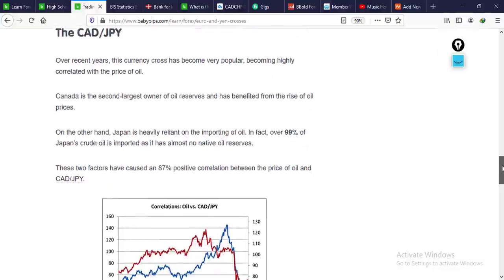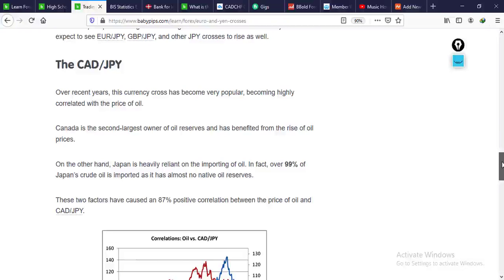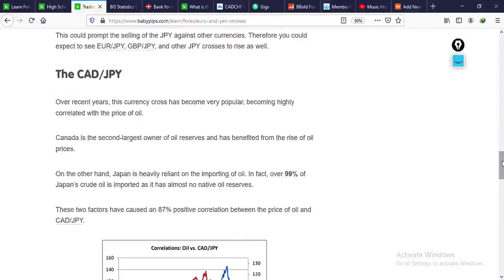Now let's talk about the CAD/JPY. Canada has one of the highest reserves of oil in the world, and it is one of the major exporters of oil. It is the second largest owner of oil reserves in the world, and so Canada benefits from the rise of oil prices. However, Japan is one of the major importers of oil in the world. So take a look at this combination. Canada is a top exporter of oil. Japan is a top importer of oil.